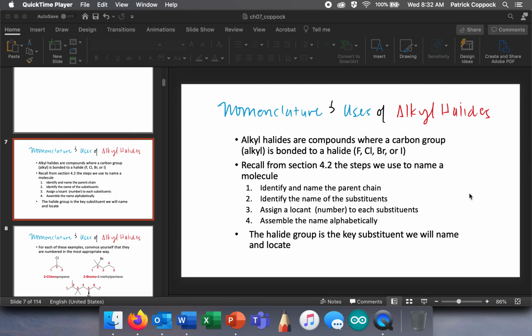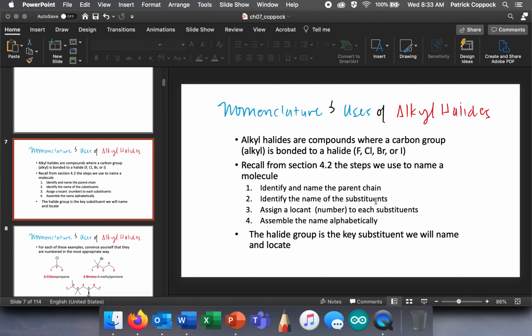Fluorine has some weird properties because it's so small. So recall from section 4.2 the steps that we use to name a molecule. Number one, we identify the parent chain. Number two, we identify the substituents. Number three, we number everything, and then we assemble everything alphabetically. So the halide group is a key substituent, and we're going to name it and locate it.